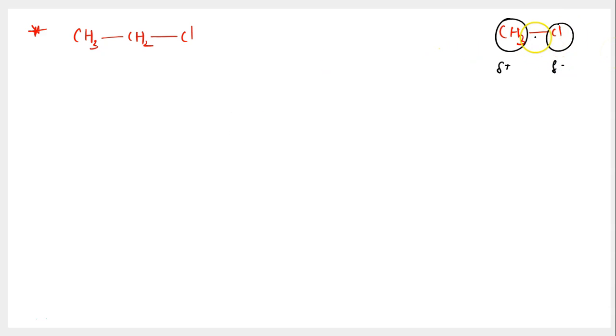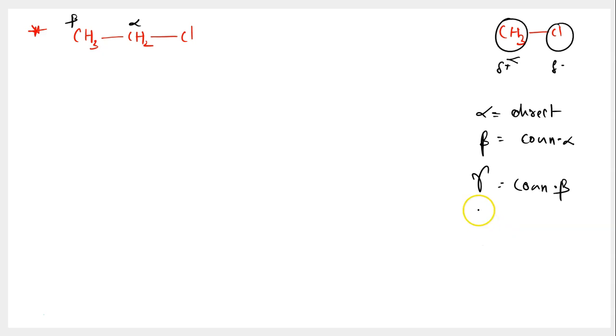Now, the carbon which is directly connected to the functional group is regarded as alpha carbon. When you have more carbons in the molecule, just for the sake of identification, let us name the carbons alpha, beta. Alpha carbon is the carbon directly connected to the functional group. Beta carbon is connected to the alpha carbon. Gamma carbon is connected to the beta carbon. And if you have a fourth carbon, you can name it delta. Delta carbon is the carbon connected to gamma carbon. This naming is only for better understanding and to avoid confusion in large molecules.